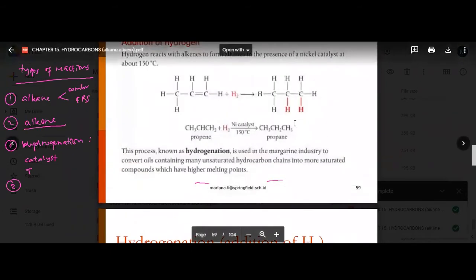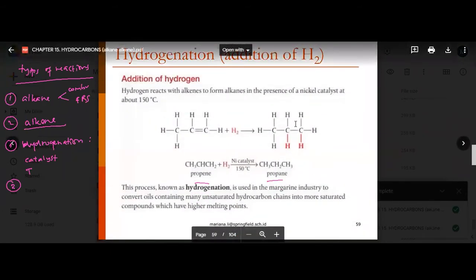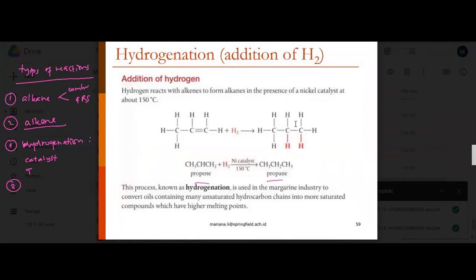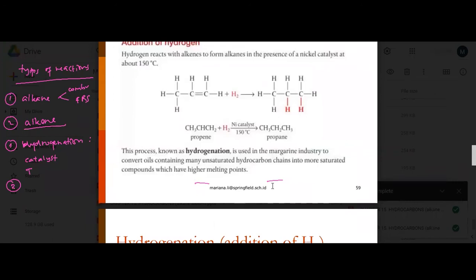Hydrogenation is used in the manufacture of margarine. To form solid margarine from vegetable oil, the hydrogenation process will change the liquid form of oil to the solid form of fat, since hydrogenation changes the unsaturated to saturated.